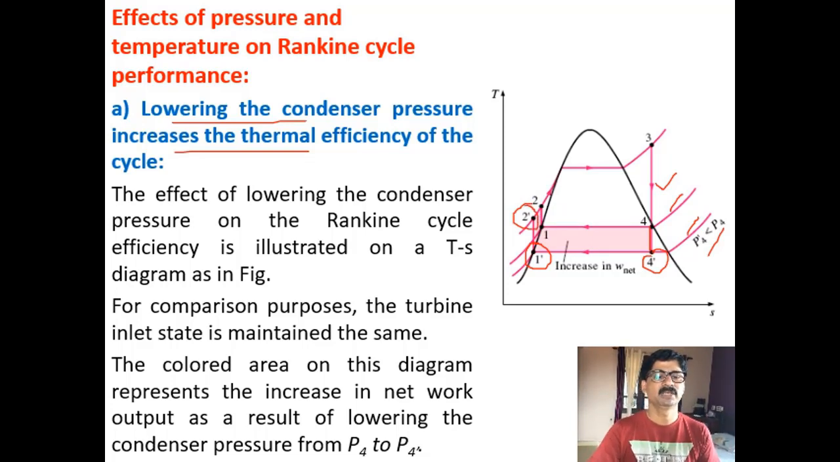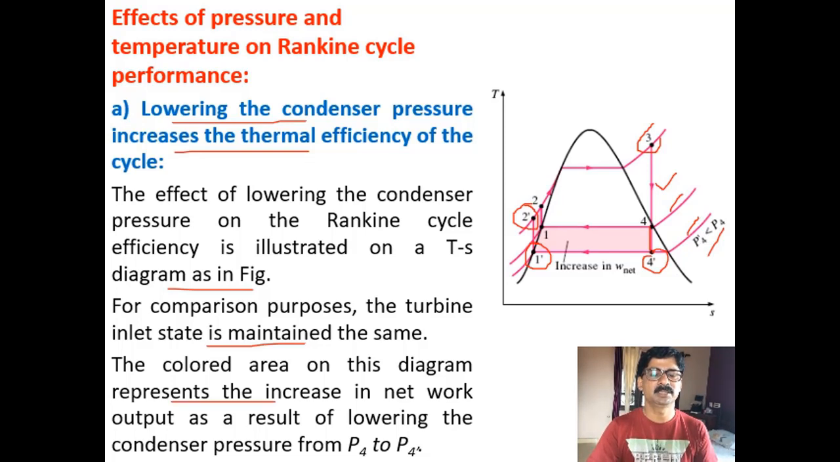The effect of lowering the condenser pressure on the Rankine cycle efficiency is illustrated on a TS diagram as shown in the figure. For comparison purposes, the turbine inlet is maintained the same, so point 3 is not changed here. The turbine pressure or boiler pressure is maintained the same, whereas only the condenser pressure is reduced from 4 to 4 dash. The colored area on this diagram represents the increase in net work output as a result of lowering the condenser pressure from P4 to P4 dash.